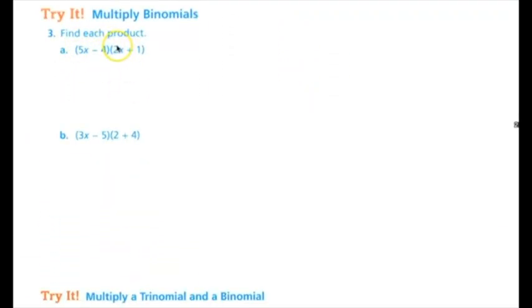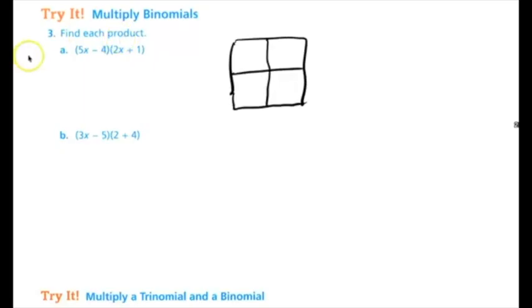I'm going to do first the area model again. If we want to do this by the area model, just make a little box. Again, it does not matter which one goes on top and which one goes on the side. It does not matter at all. 5x minus 4, I'll put that on top. 2x plus 1, I'll put on the side here. And all we're going to do is try to find the area of each of these partitions. So find the area of this little rectangle here. We're just going to multiply these two together.